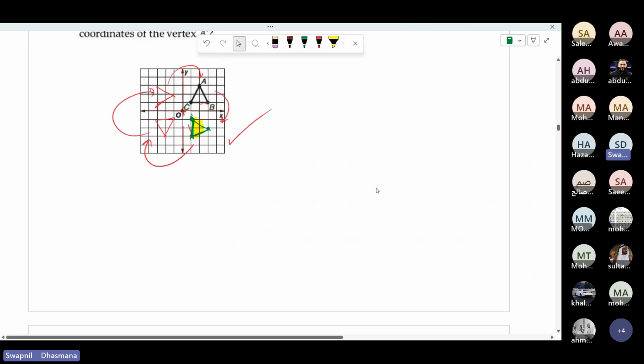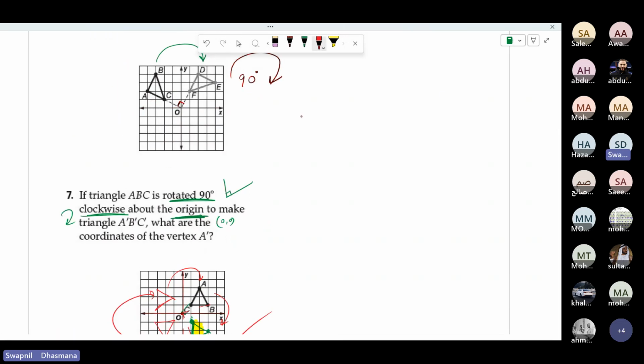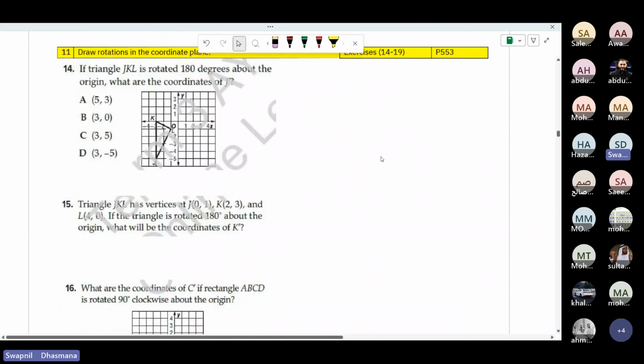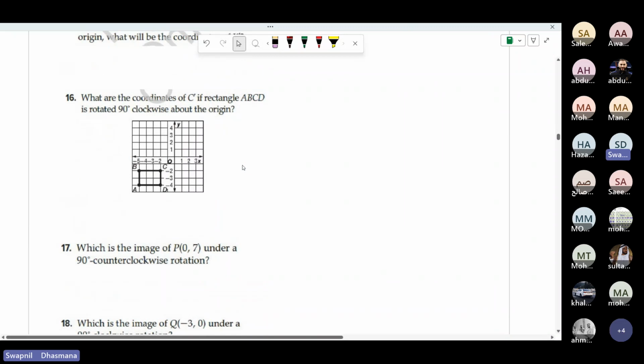All these rules, by the way, this is a rotation. So I'll write it here. Rotation can be this way, can be this way. This is clockwise. This is anticlockwise or counterclockwise. You can have, for example, 180, 270, 360. All these questions are rotation.